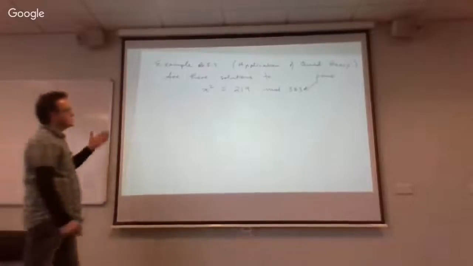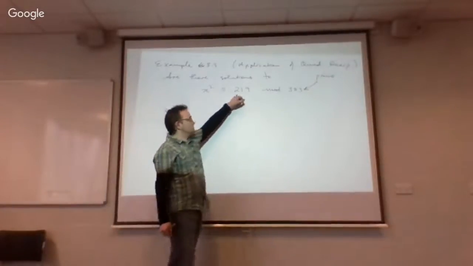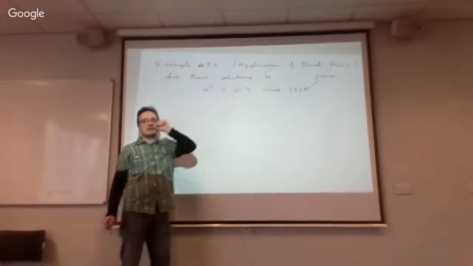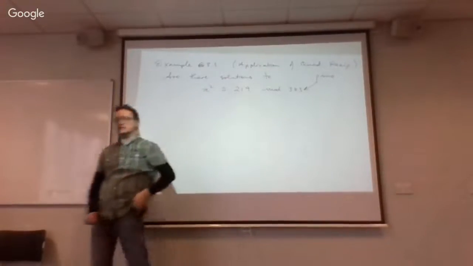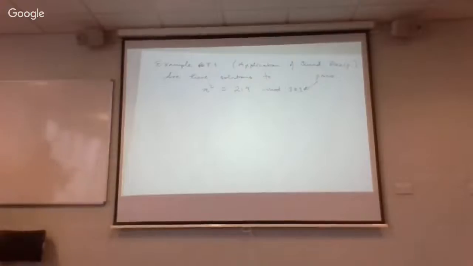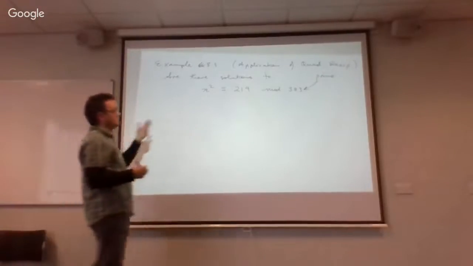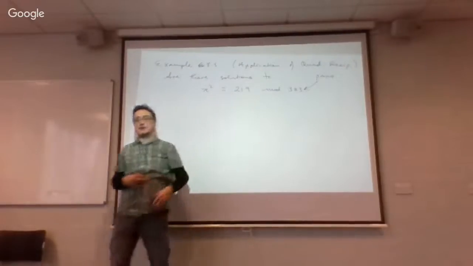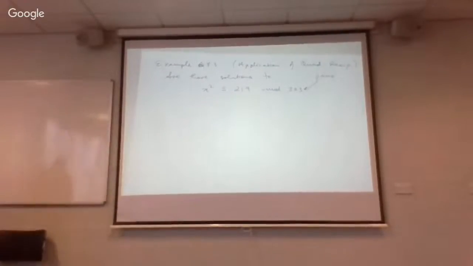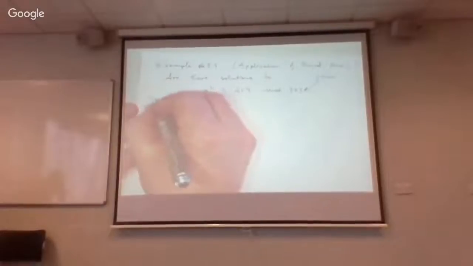Now, the question is: is 219 a quadratic residue? Is there an x such that when you square it, you get 219? We don't know. 219 is not a square integer in the normal sense. It doesn't have an integer square root in integer arithmetic, but in modular arithmetic, it might have. So how do we discover that? Okay. So we need to evaluate.